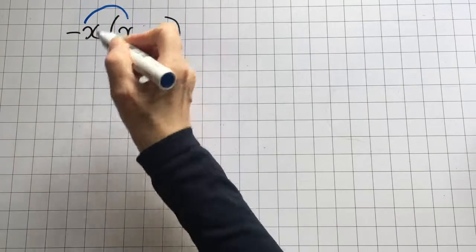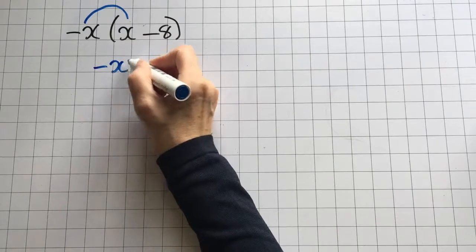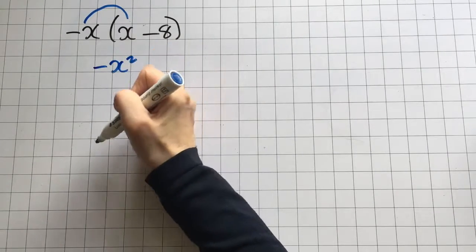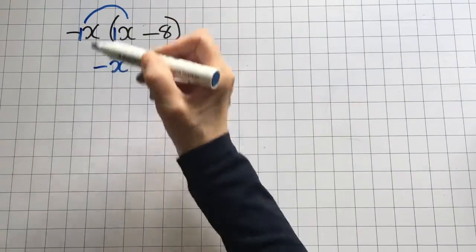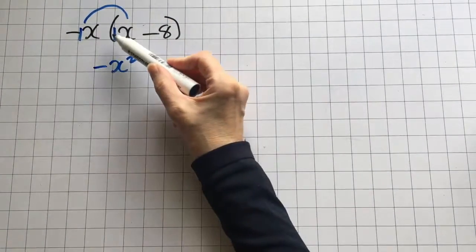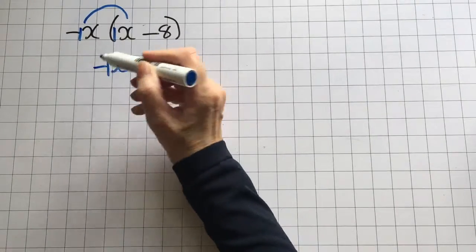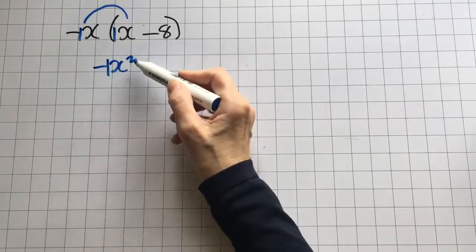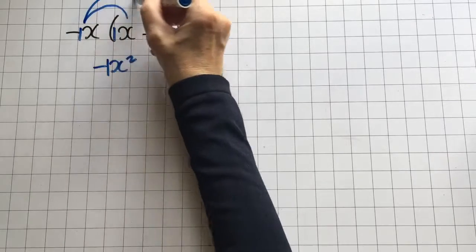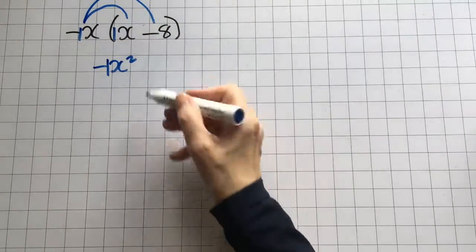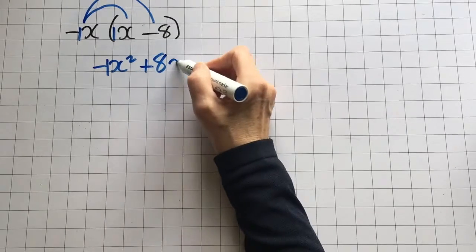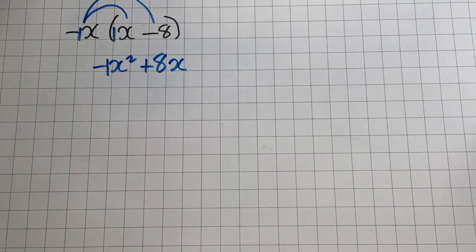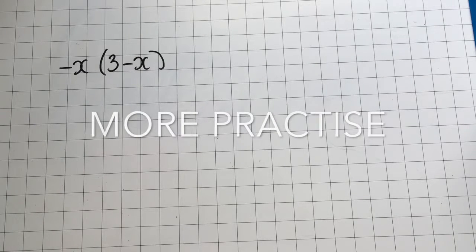Minus x times x is minus x squared. Because remember again, that means minus 1x times plus 1x. Minus 1 by plus 1 is minus 1, and x by x is x squared. Minus 1x by minus 8: minus by minus is plus, and x times 8 is 8x. Try this one.